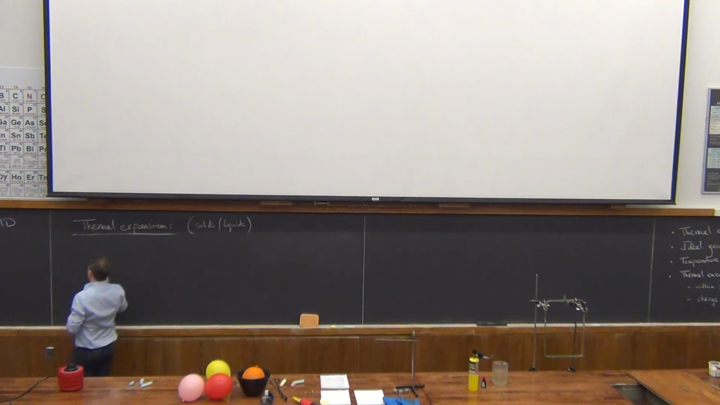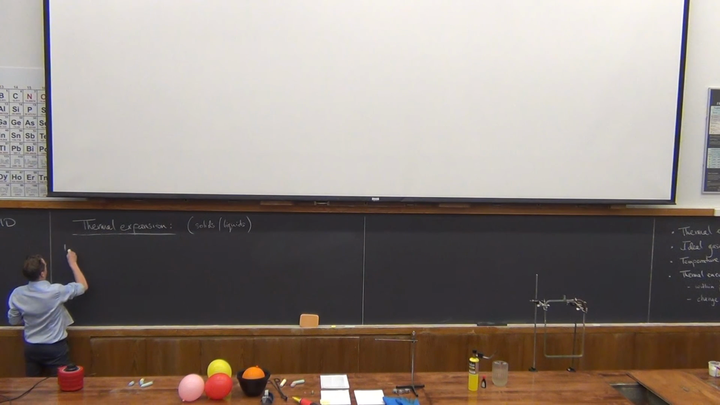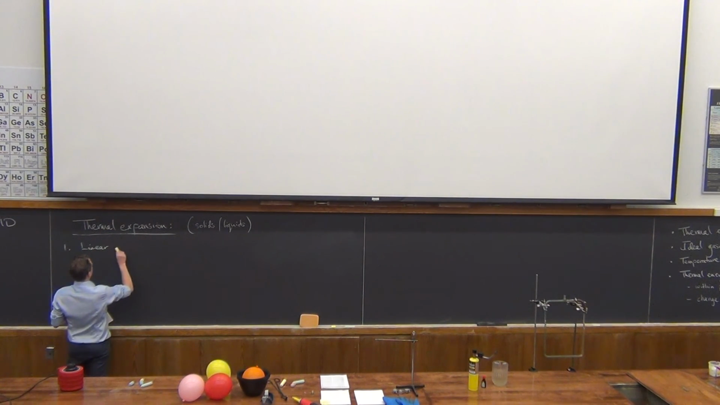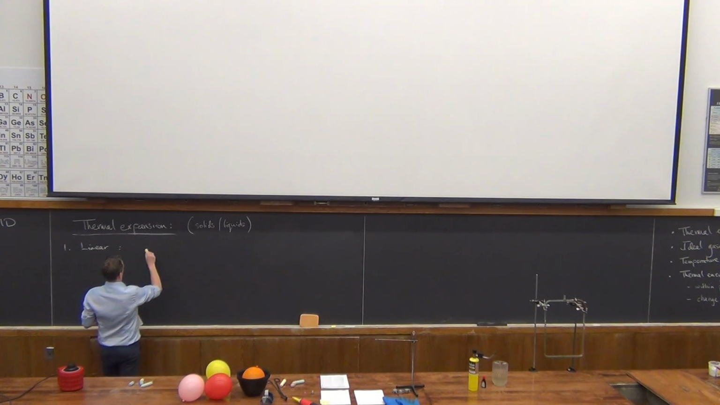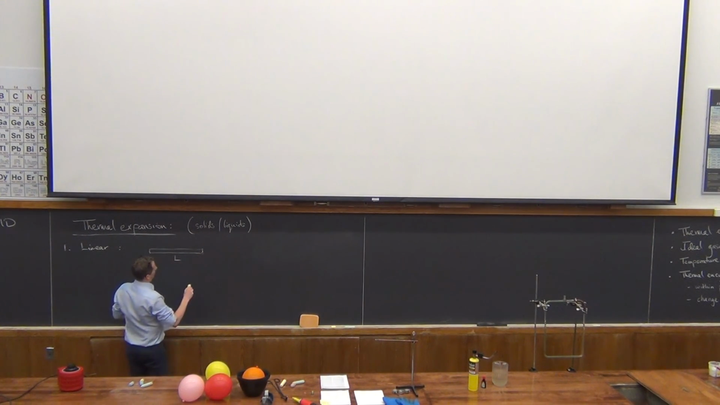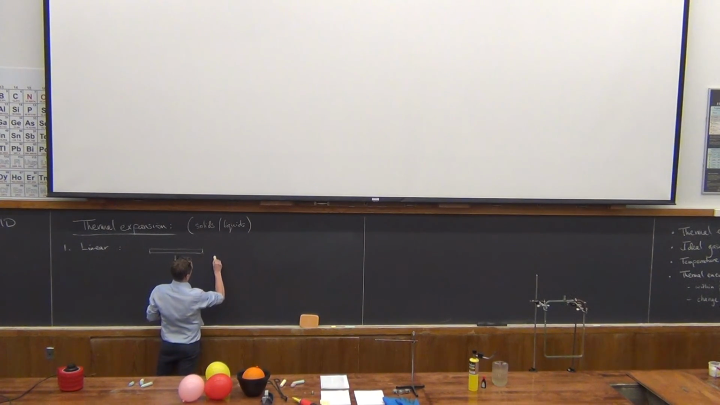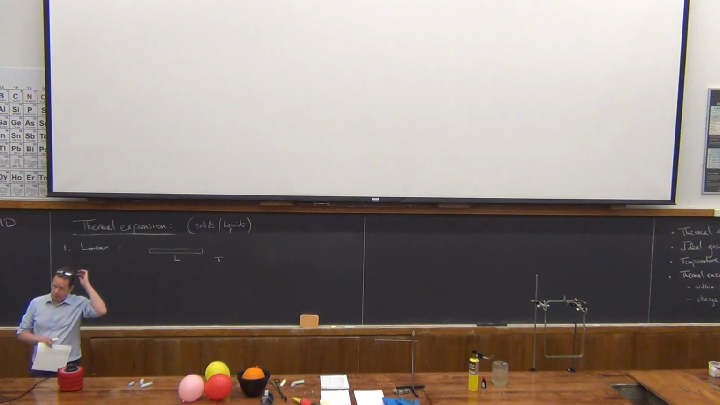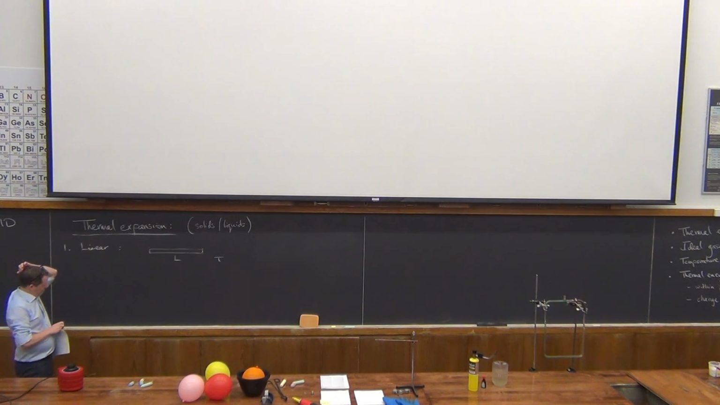Let's look at a linear piece of material. So let's call this our linear system. So basically a long rod, just as we had with our chunk of brass on Tuesday. And let's say that this thing starts off with an initial length L, and it is at an initial temperature T. Okay? Again, we haven't yet introduced units for temperature, but we will in a few minutes.